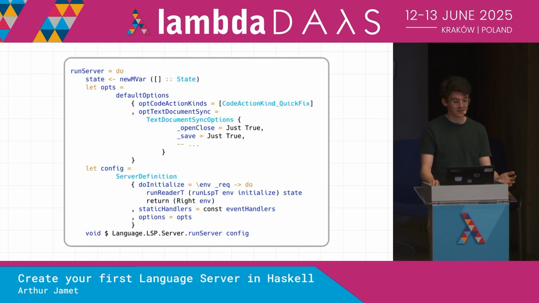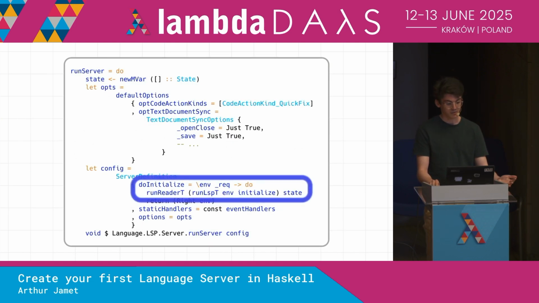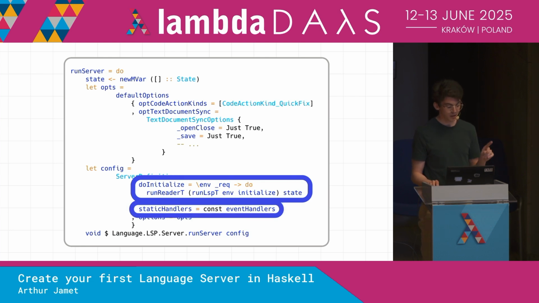So this is what the entry point of the LSP server looks like. There are 3 things that are interesting here. The first one is this doInitialize callback, which will be run when the server receives the initialize request. Here it's pretty simple. It just sets up the internal state of the application. Then we have the static handlers variable, which is basically the list of all the features that our LSP server will be able to handle.